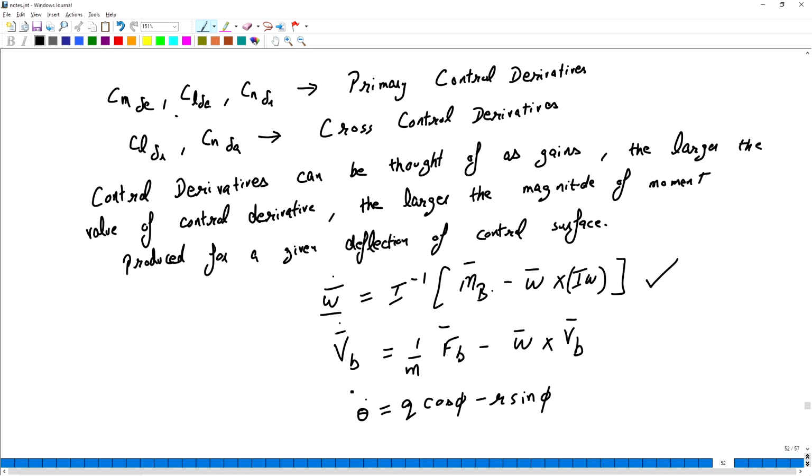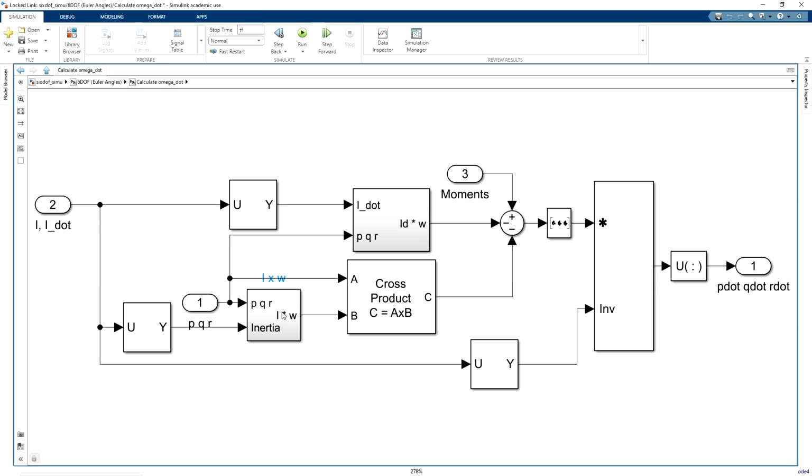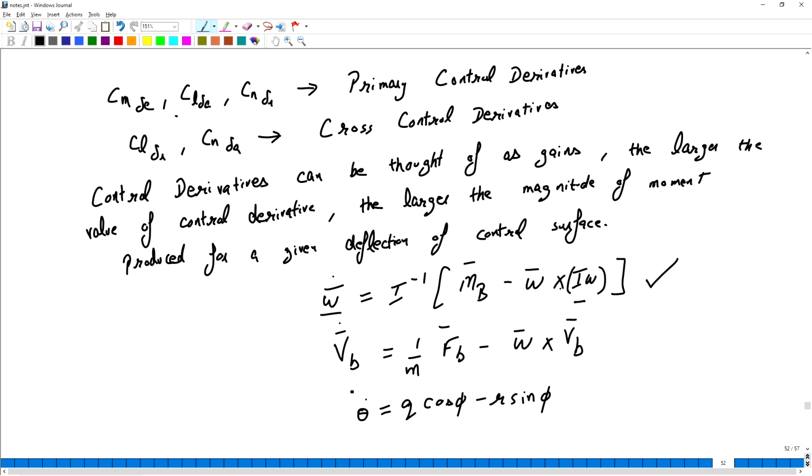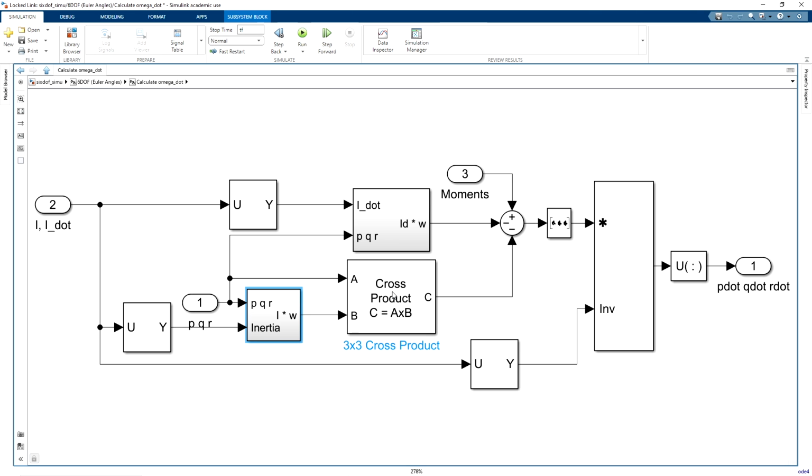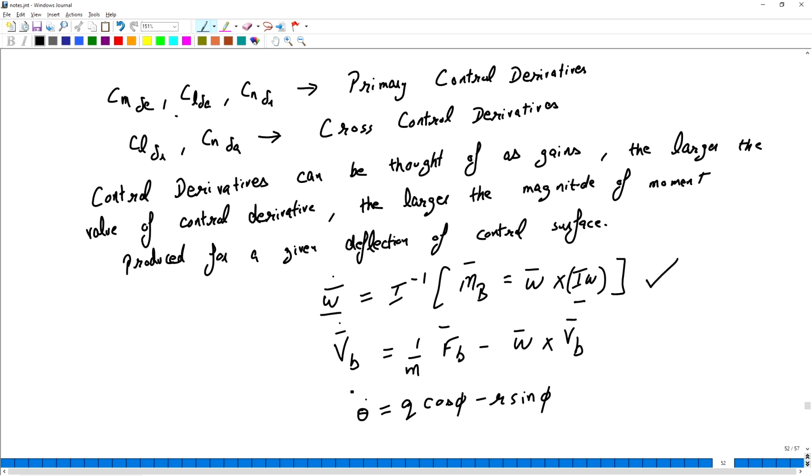All right. So we have here I inverse times Mb minus omega cross I omega. So first let us multiply I into omega. Here we have I into omega, which is again the cross product of PQR cross I omega. This has a negative sign over here. Perfect. Then the moments are added.